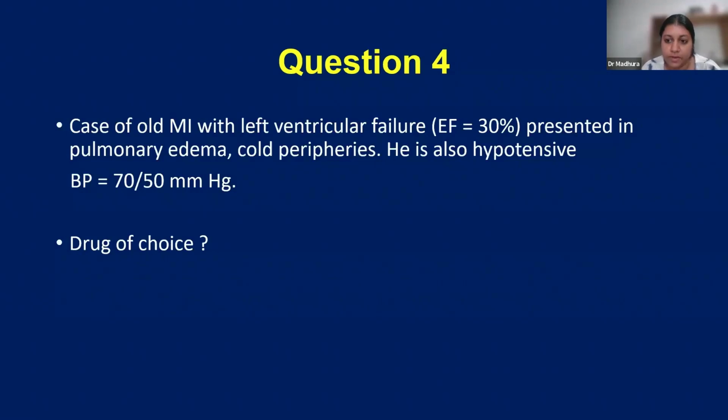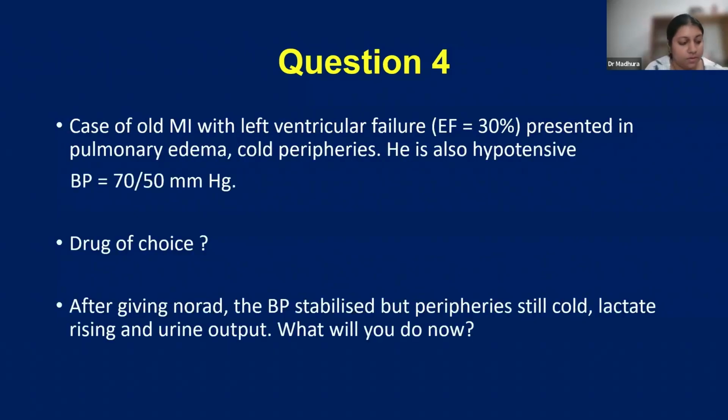Why adrenaline? Someone has said adrenaline. So as ma'am had explained, the first choice of vasopressor is noradrenaline in this case as well. Once you start with noradrenaline, and once the BP picks up a little, then you can add dobutamine for the beta 1 stimulation. Okay, so I think I've answered the next question already. Yes. After giving the Norad, the blood pressure stabilized. We'll go to the next.